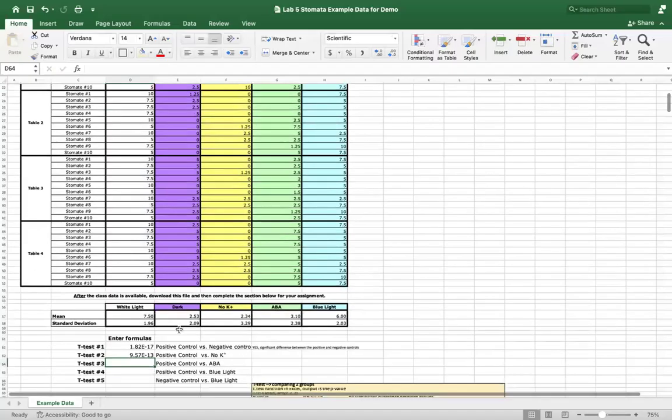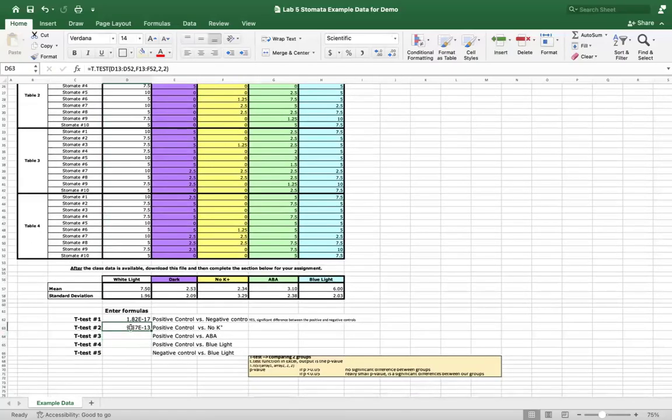All right, and so now we have another really small number here. And so you'll finish that up. Note that it's positive control, no potassium, positive control, blue, ABA, positive control, then the blue light. In the last one, you're doing the negative control, so you'll do the purple column in the blue light.